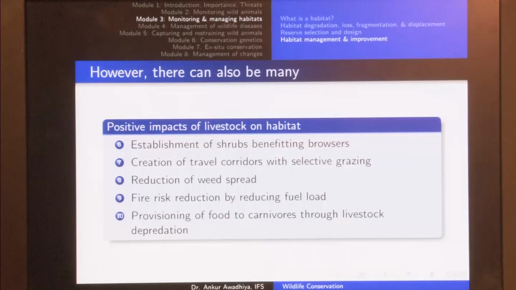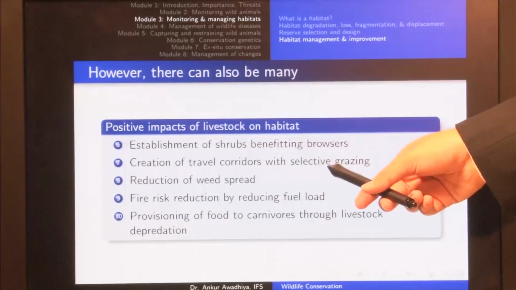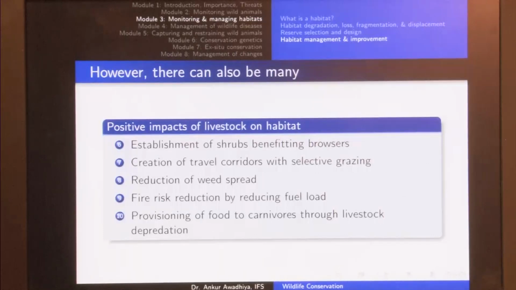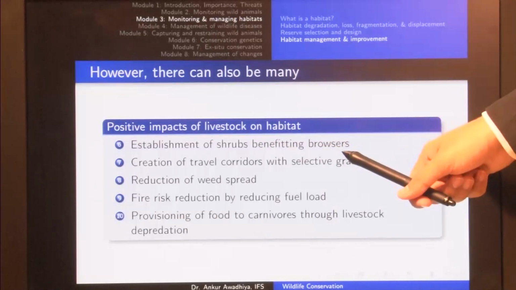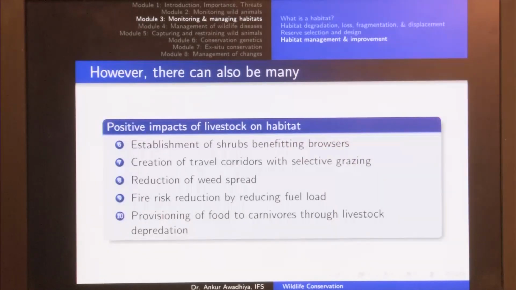Next we could observe establishment of shrubs that benefit the browsers. Now when you do not have these trees in this central region, coming back to the drawing board, trees take quite a lot of time to grow, but when you have removed all these trees, then herbs and shrubs grow faster. So we would observe that after this grazing is done and after all these trees that were in the plant stage are removed, some shrubs growing in these areas. Now shrubs also provide another level of structural diversity that benefits browsers, or animals that feed on leaves of the shrubs and not on the grasses.